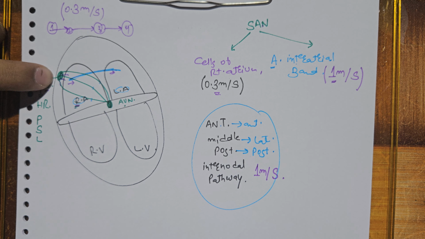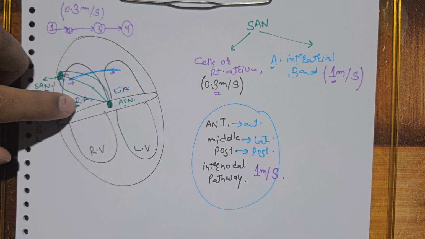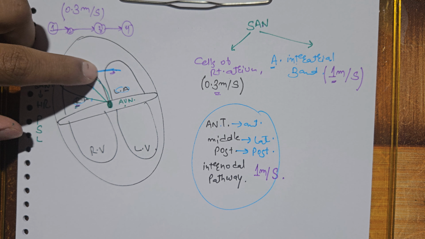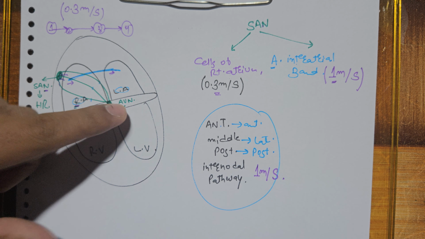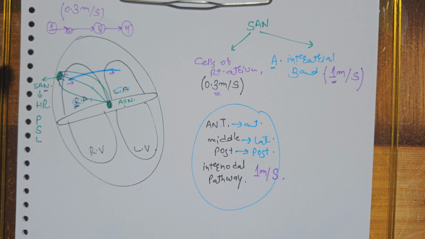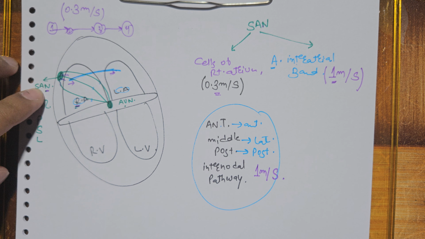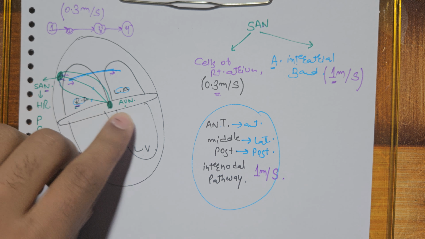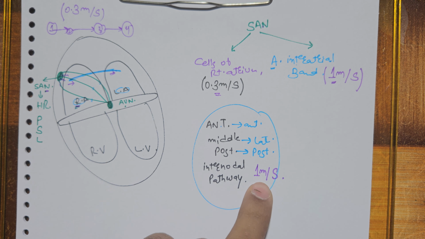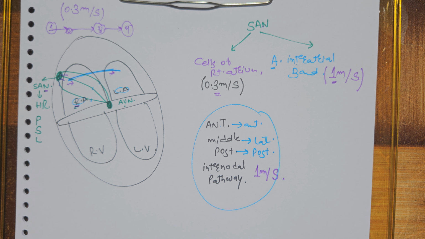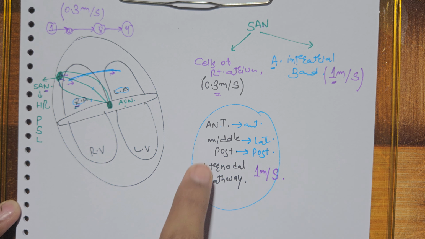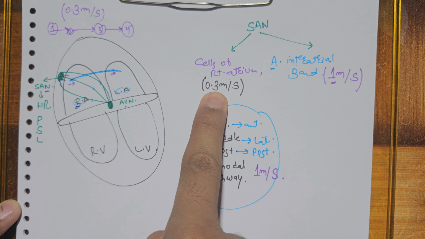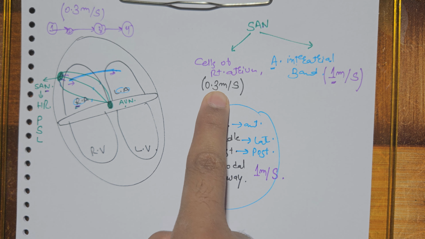So SA node generates heart rate. It gives the impulses to the right atrium, and through this band, anterior interatrial band, that's here, the impulses go to the left atrium, so that atria contract simultaneously, and the impulses also go from sinoatrial node to the atrioventricular node through these three pathways, and the speed is 1 meter per second. Now here is another thing: why is the speed in this band and these three bands 1 meter per second, and why is the speed in the cells of right atrium 0.3 meter per second? Why? What is the reason behind that?